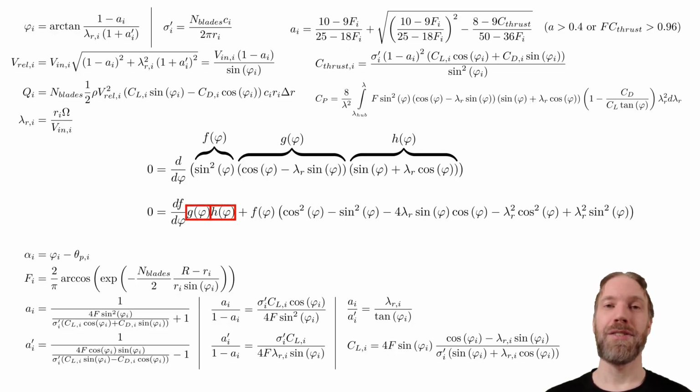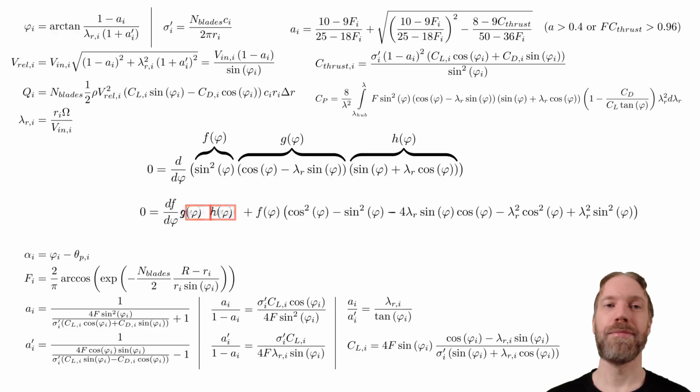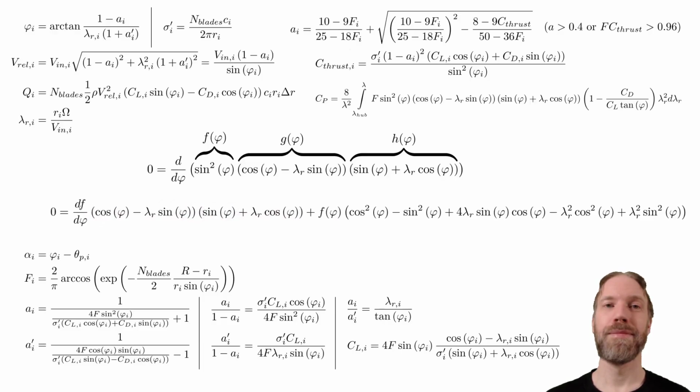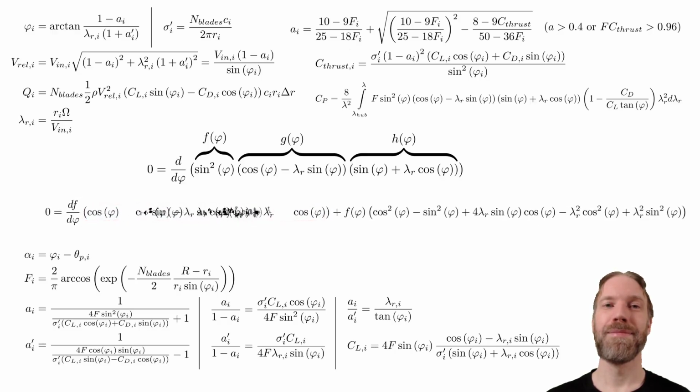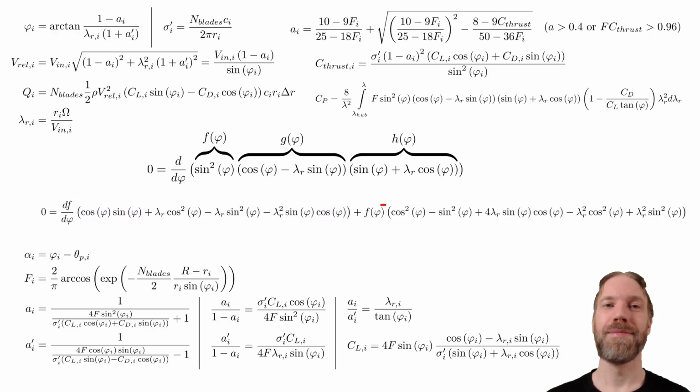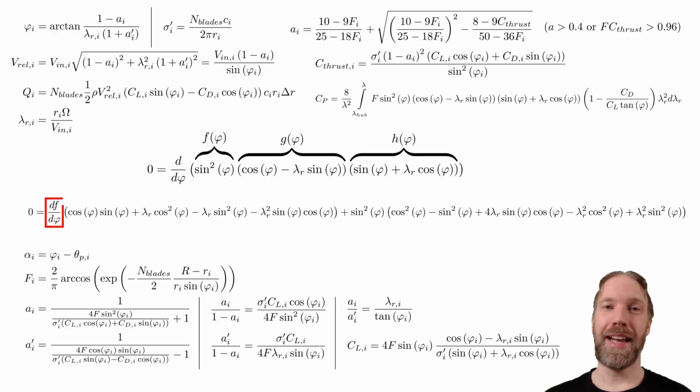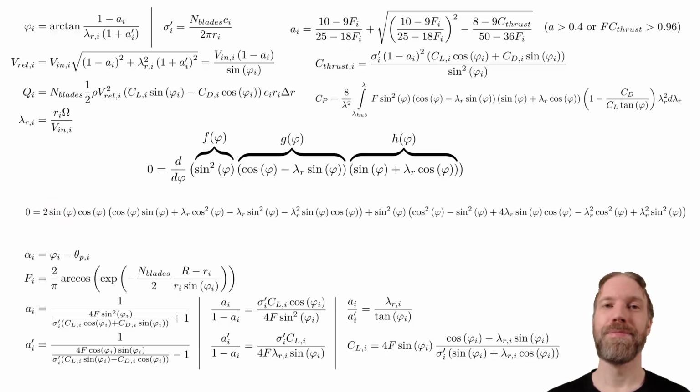Insert expression for g and h. Expand the parentheses. Insert f of phi. And insert df d phi. As we cannot generate power if the angle of relative wind is 0, we can assume that this is a false root, and thereby divide by it.